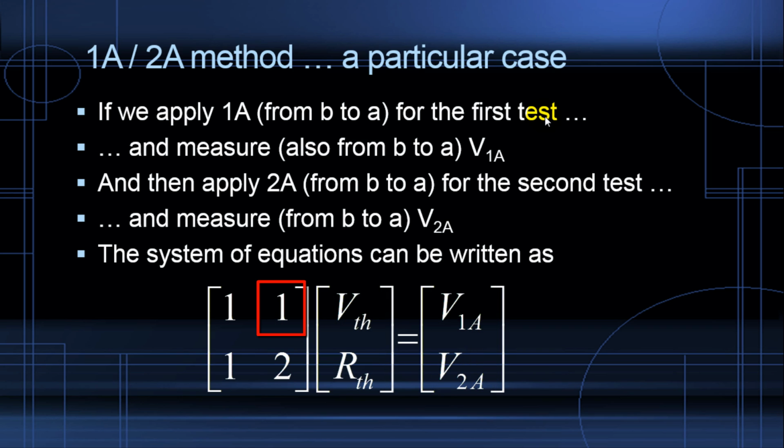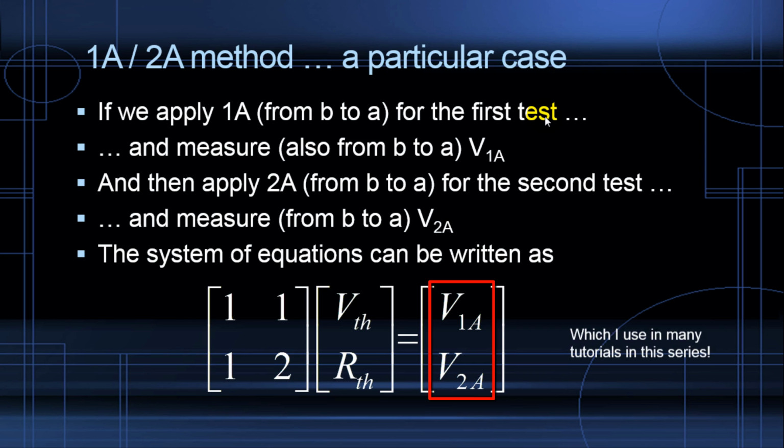Of course, this 1 is 1 amp flowing from the bottom to the top, and this 2 is 2 amps flowing from the bottom to the top as well. I am assuming, when I write positive V1A and positive V2A, that both voltmeters are right side up. And that is the 1 amp, 2 amps method that you've seen me using in the tutorials in this series. By the way, if your resistors are in the kilo ohms range, I recommend that you use 1 milliamp and 2 milliamps instead. And of course, the matrix would be 1 milliamp, 1, 2 milliamps.